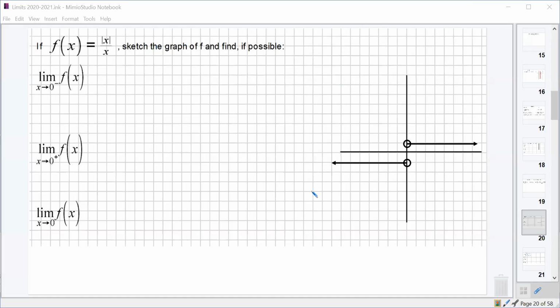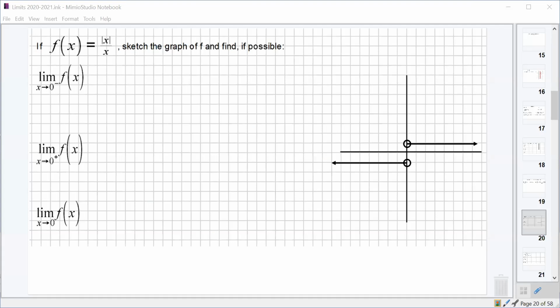Algebraically today. So I think we got the recording going, and we're going to take a look at how to do this one algebraically using the definition of absolute value. Should be really fun. So we're looking for the limit as x approaches 0 from the left of f of x, which is absolute value of x over x.